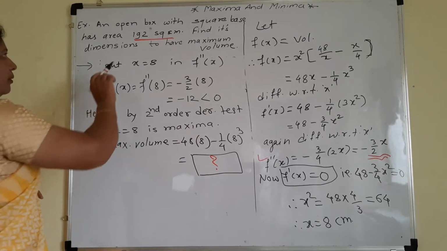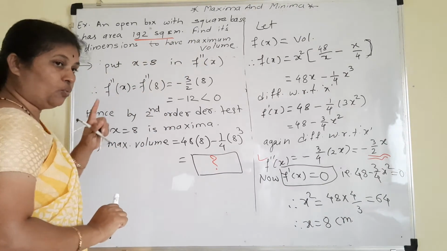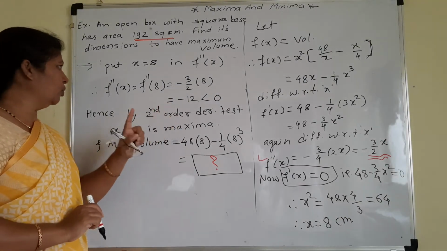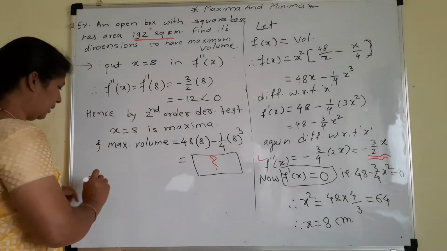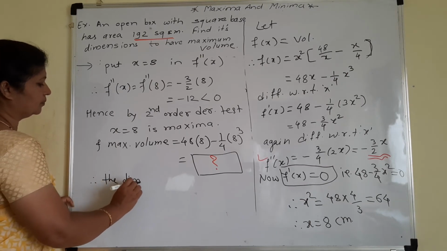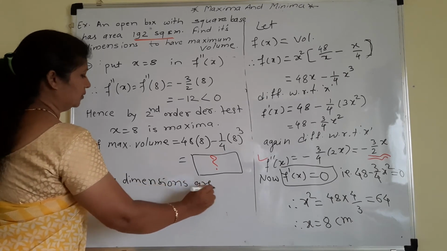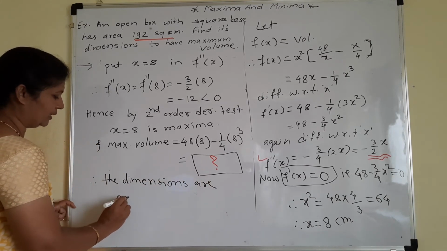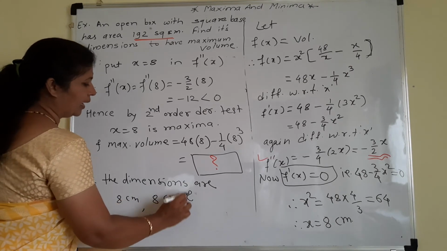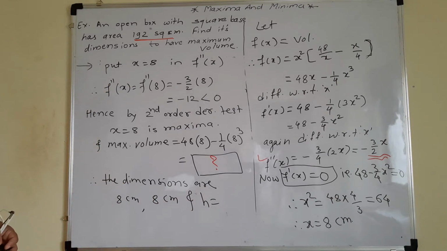I have to find the dimensions of the box. What is the question? Remember, dimensions to have maximum volume. So I have to find the values of x and h, height. X is already obtained. What is x? X is equal to 8. Therefore, the dimensions of that box are x is equal to 8 centimeter, breadth 8 centimeter, and height h is equal to, what was the function for height?